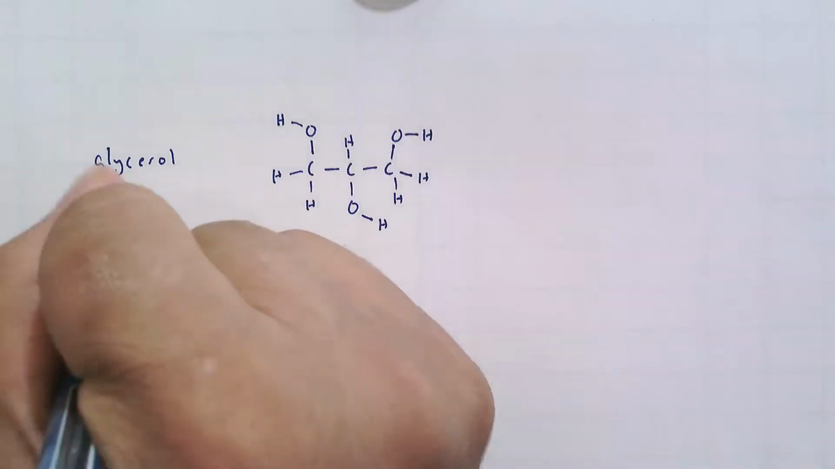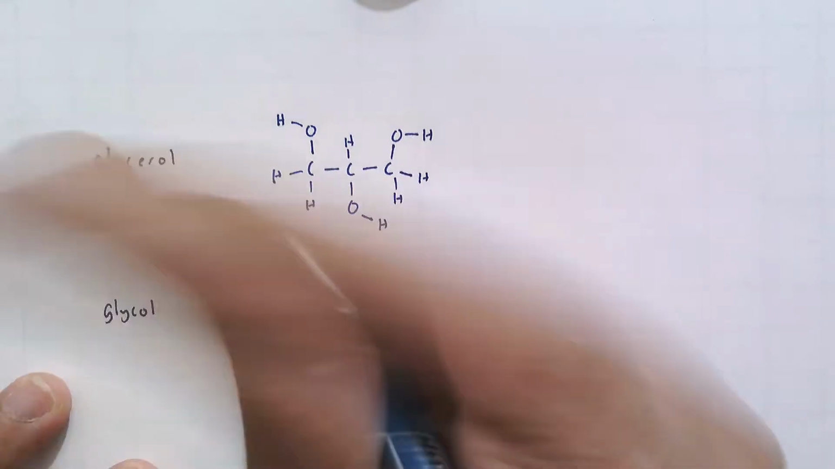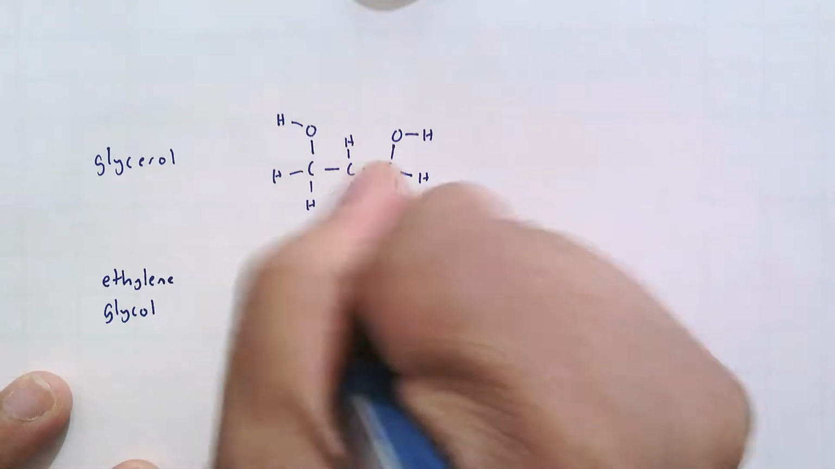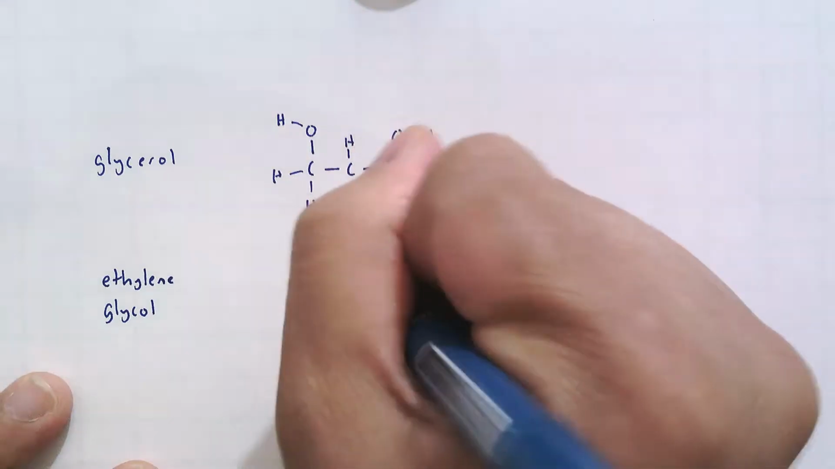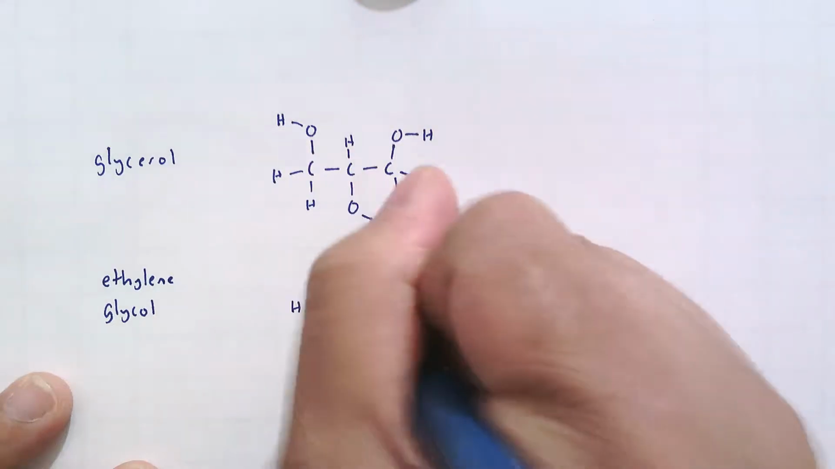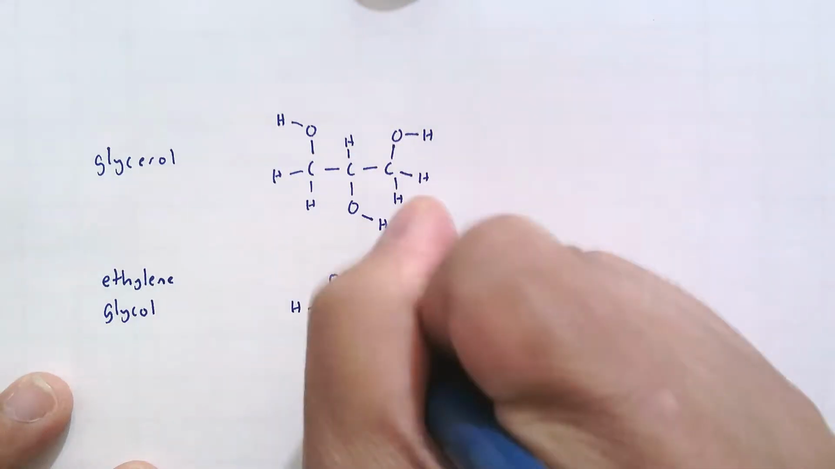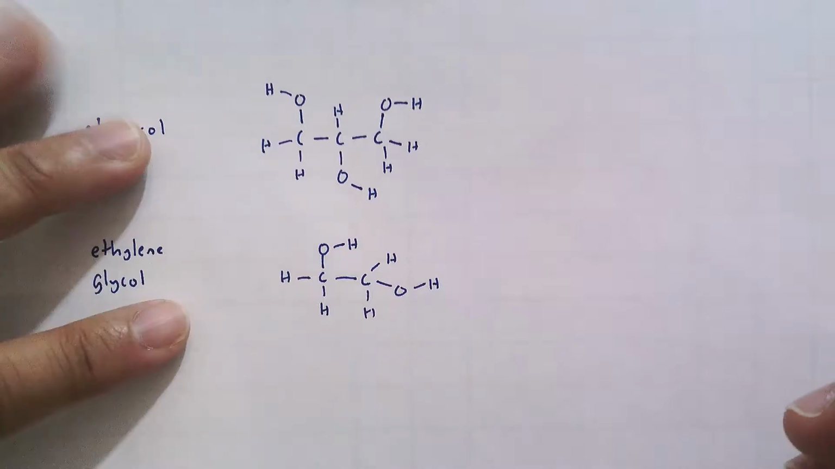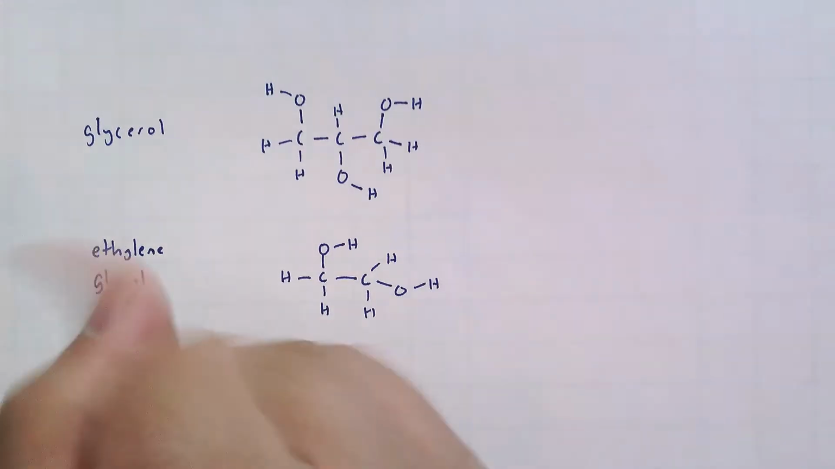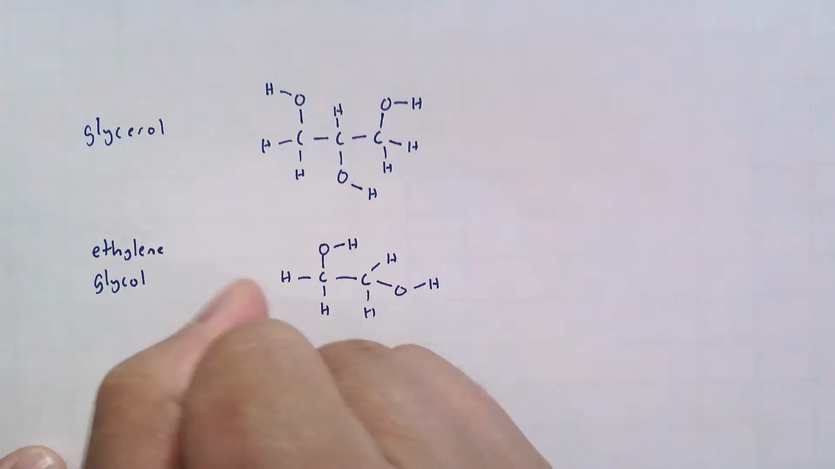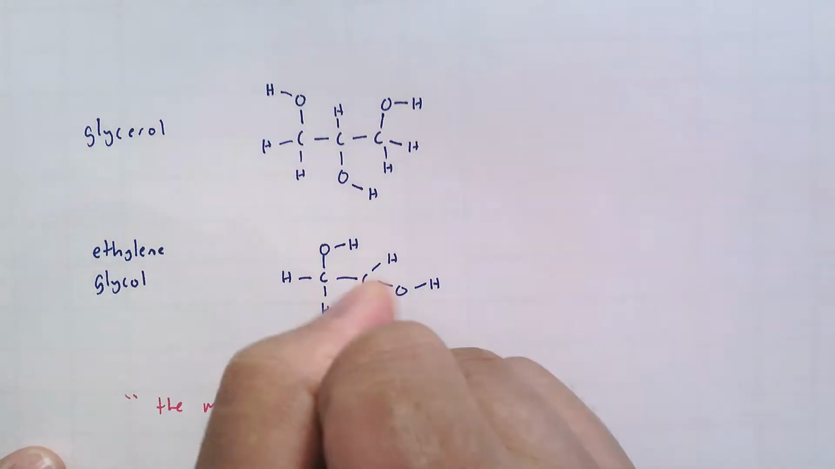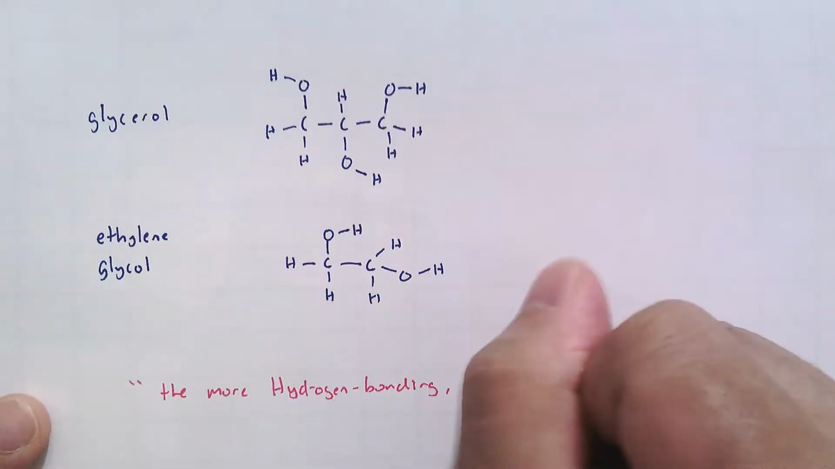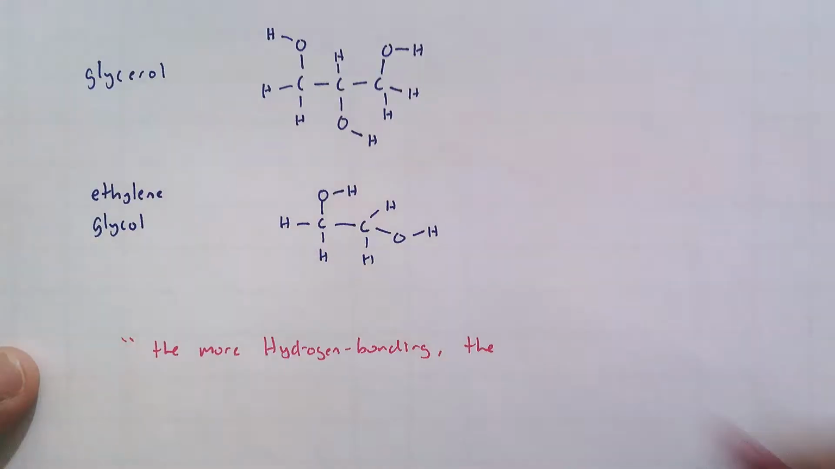The other molecule is called glycol, and actually it's called ethylene glycol. You don't need to know the names if you're in my class, but you do need to predict which one has the higher melting point and higher boiling point. Both molecules can participate in hydrogen bonding. The last pink phrase: the more hydrogen bonding, the higher the melting point and the boiling point.